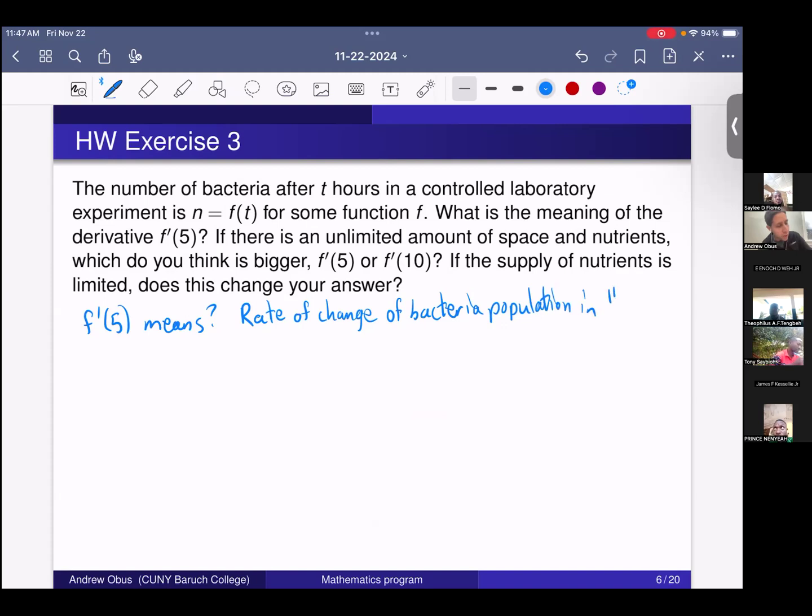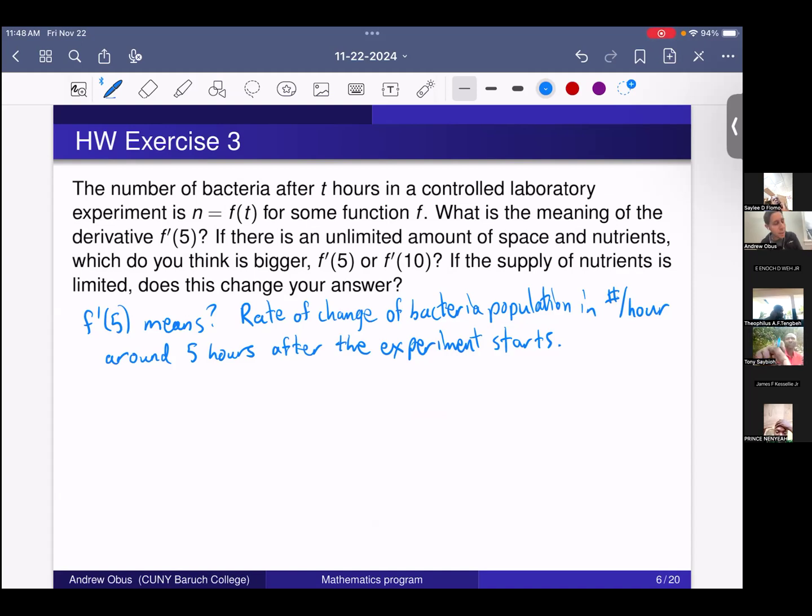How do we measure rate of change? It's in number of bacteria per hour, around 5 hours after the experiment starts. Or you could say between 5 and 6 hours. It's a pretty good approximation because that's a small amount of time around 5 hours. You could say from 5 to 6 hours or 5 hours to 5 hours and 1 minute, whatever small interval of time near 5 hours that you want. But the point is that this is the rate of change of the bacteria population.